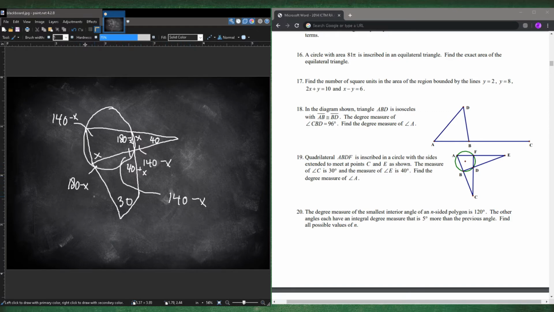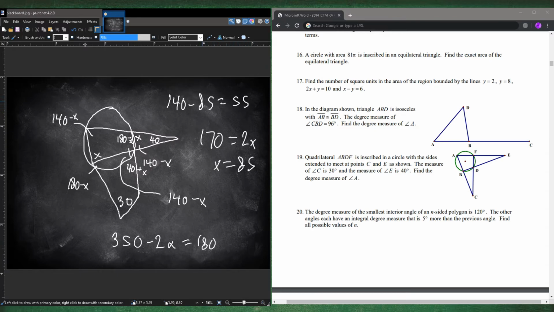So we know this 180 minus x, 140 minus x, so that's 320 plus that 50, which is 350, minus 2x has to equal 180. So that means 170 is equal to 2x, and x has to be equal to 85. So the degree measure of A is 140 minus x. So 140 minus 85, that is equal to 55. So yeah, the angle measure for A is 55.